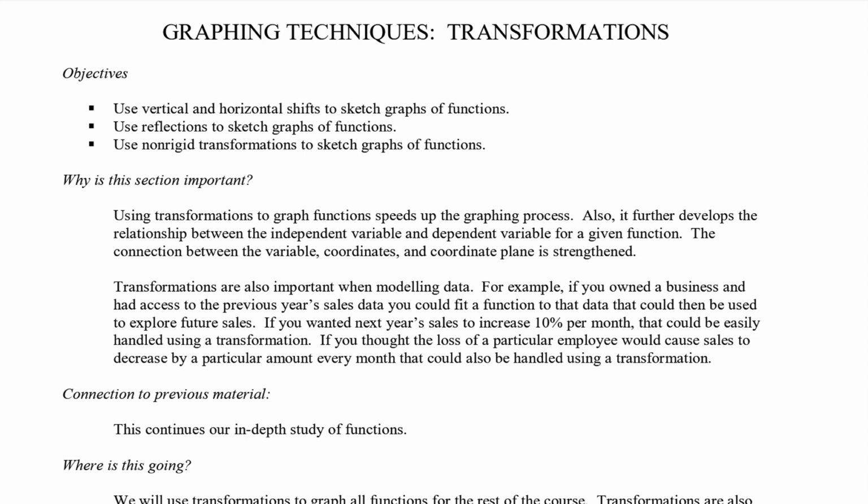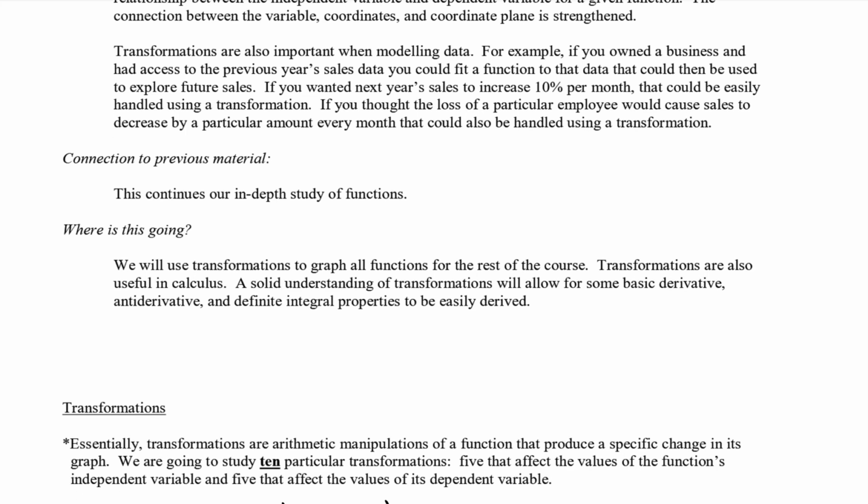So let's say you ran a business and you kept track of your sales data and you had the previous year's sales data. So say you kept weekly sales data and you've graphed all of it for the whole year, the previous year. And let's say you were interested in what would that look like if sales increased 30% or decreased 40%, or what if you wanted sales to go up $1,000 every month? I wanted to see what that looked like. So these are all things you could handle with transformations. So let's take a look.